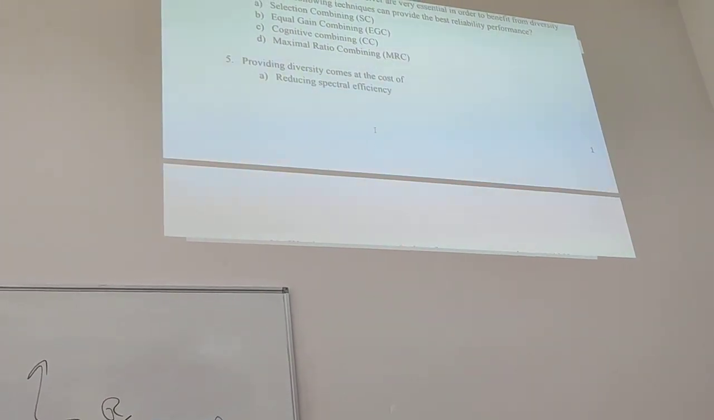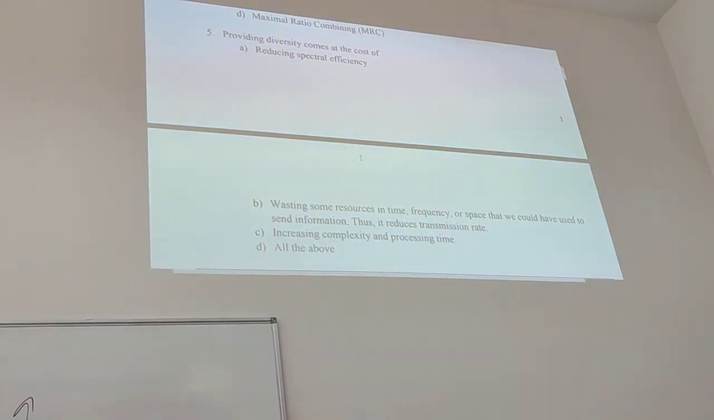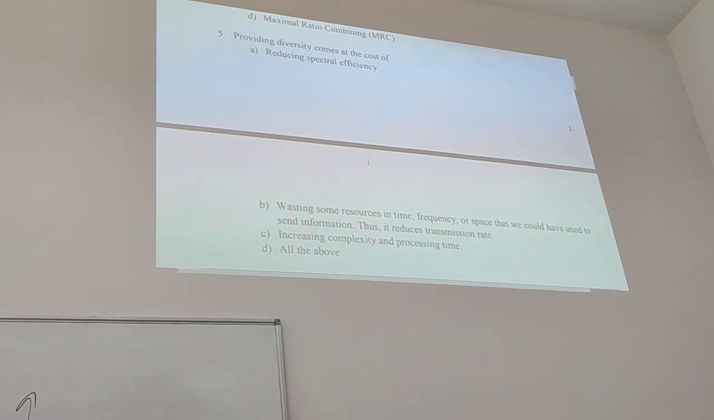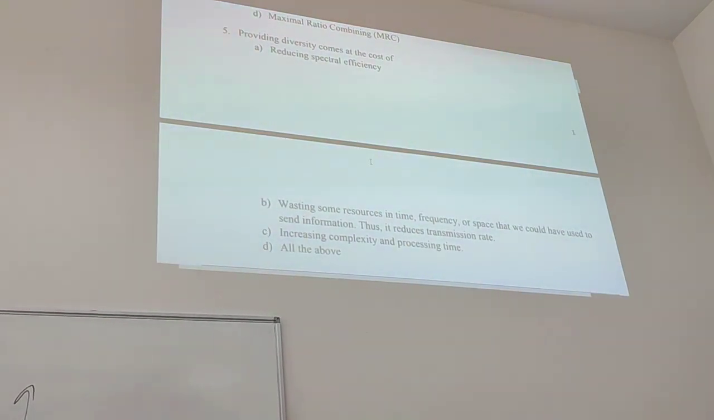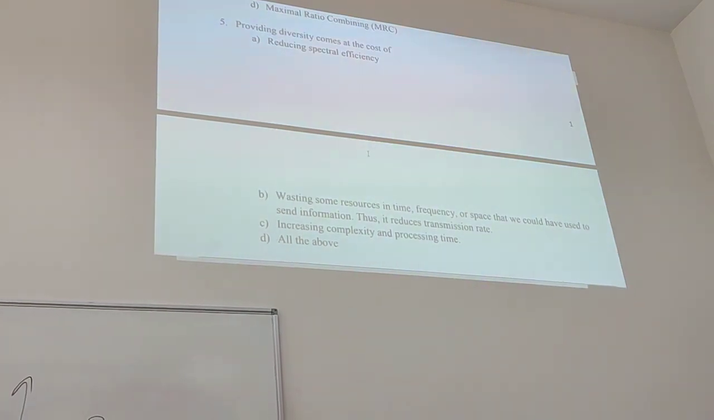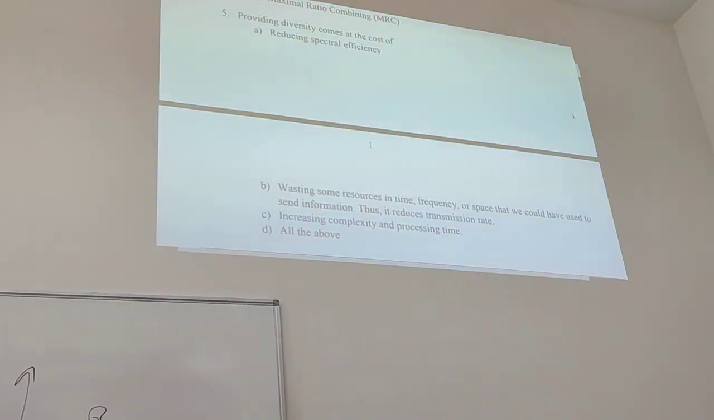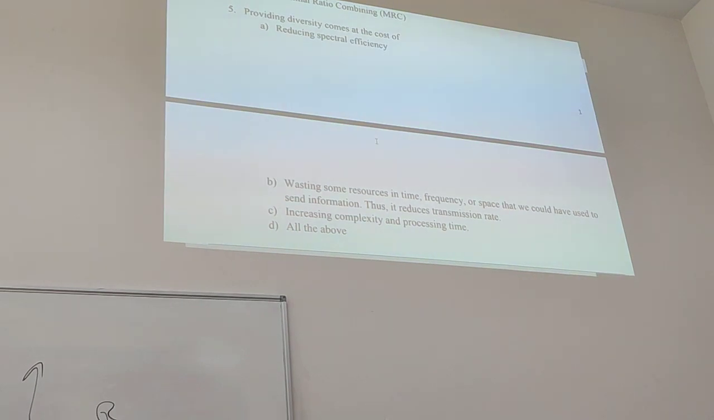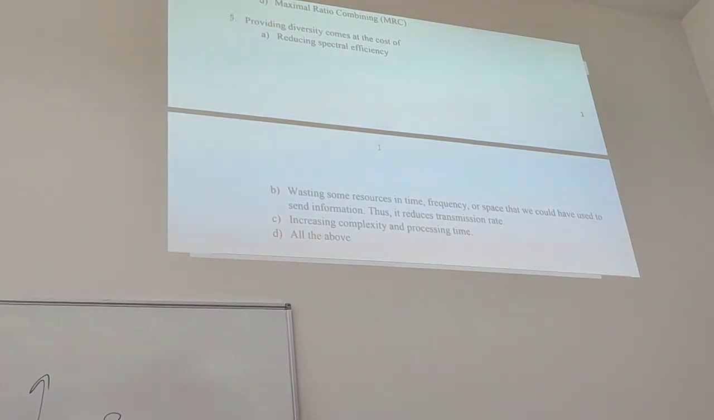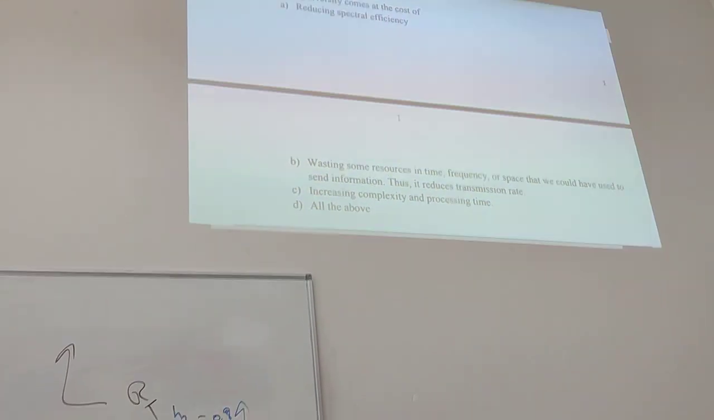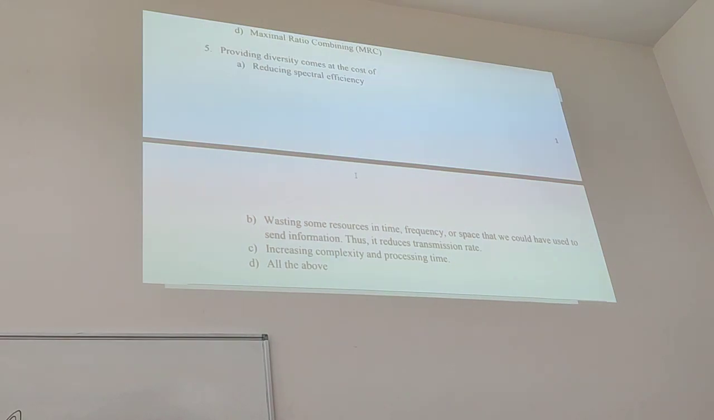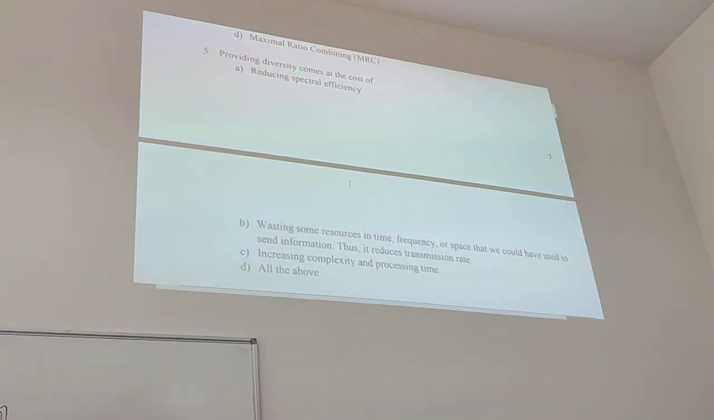Now let's go to question 5, and the question says, providing diversity comes at the cost of reducing spectral efficiency, or wasting some resources in time, frequency, or space that we could have used to send information, thus it reduces transmission rate, or C, increasing complexity and processing time, or all the above. Basically, this question summarizes the drawbacks of diversity.